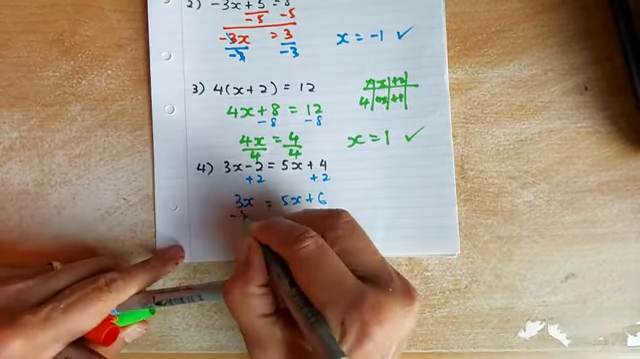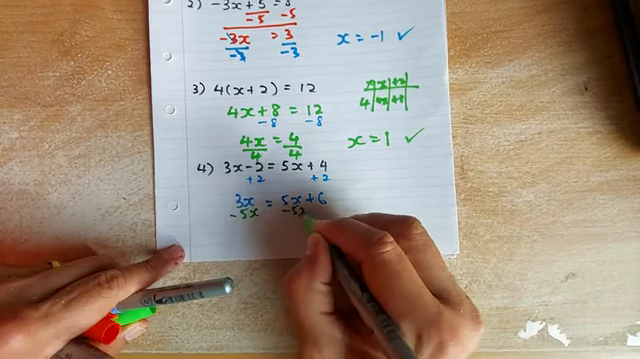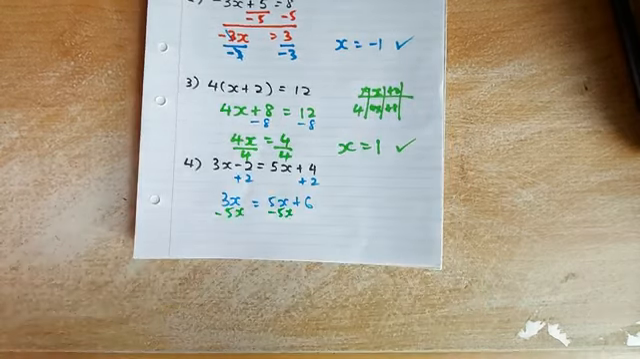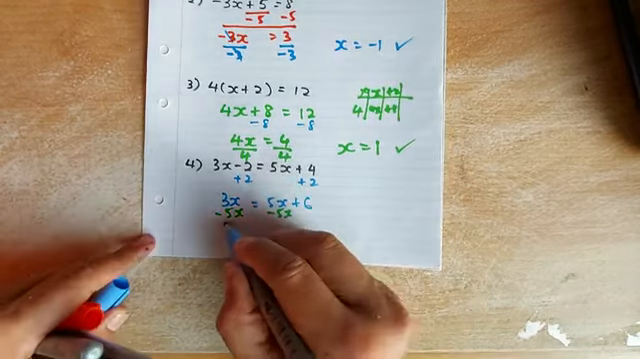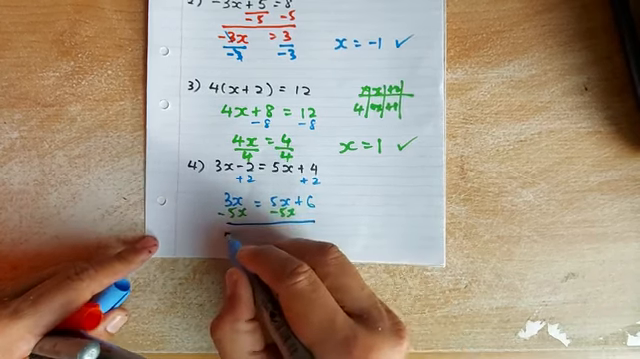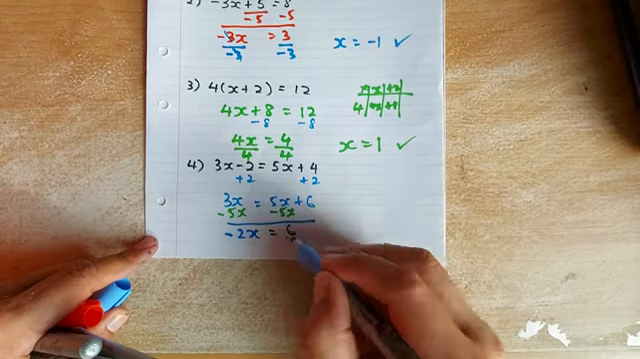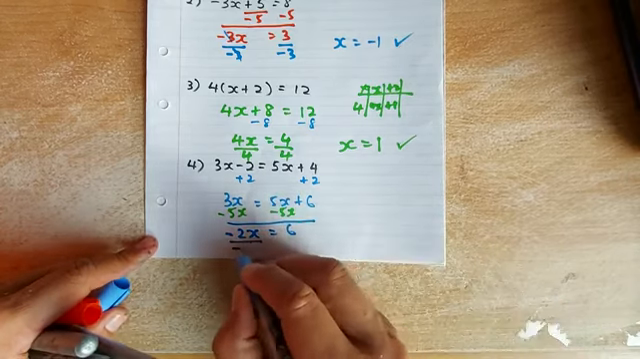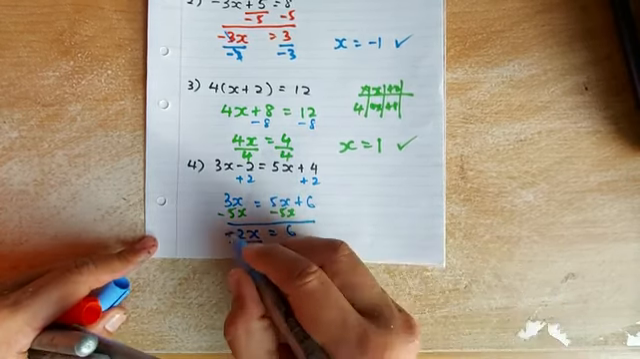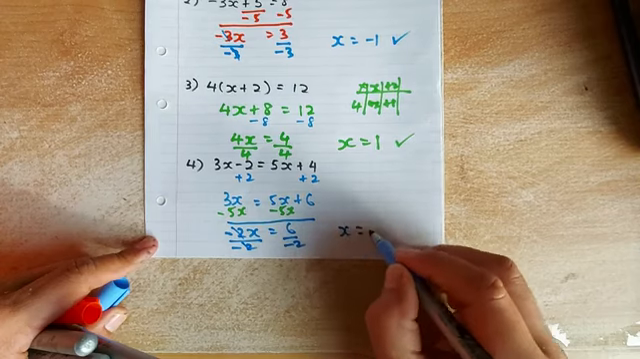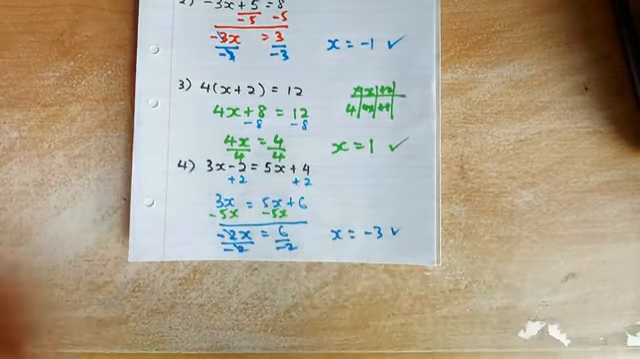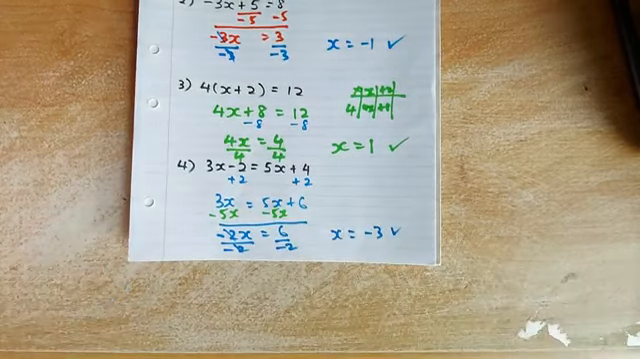Next step, you are going to get rid of the 5x. This time you're going to minus 5x on the left and minus 5x on the right. So this will cancel out. So what's left? 3x minus 5x is minus 2x. 5x minus 5x will be 0 equals 6. And the last step, you divide by minus 2. And the minus 2 will cancel out. So x equals negative 3. And that will be the next mark.